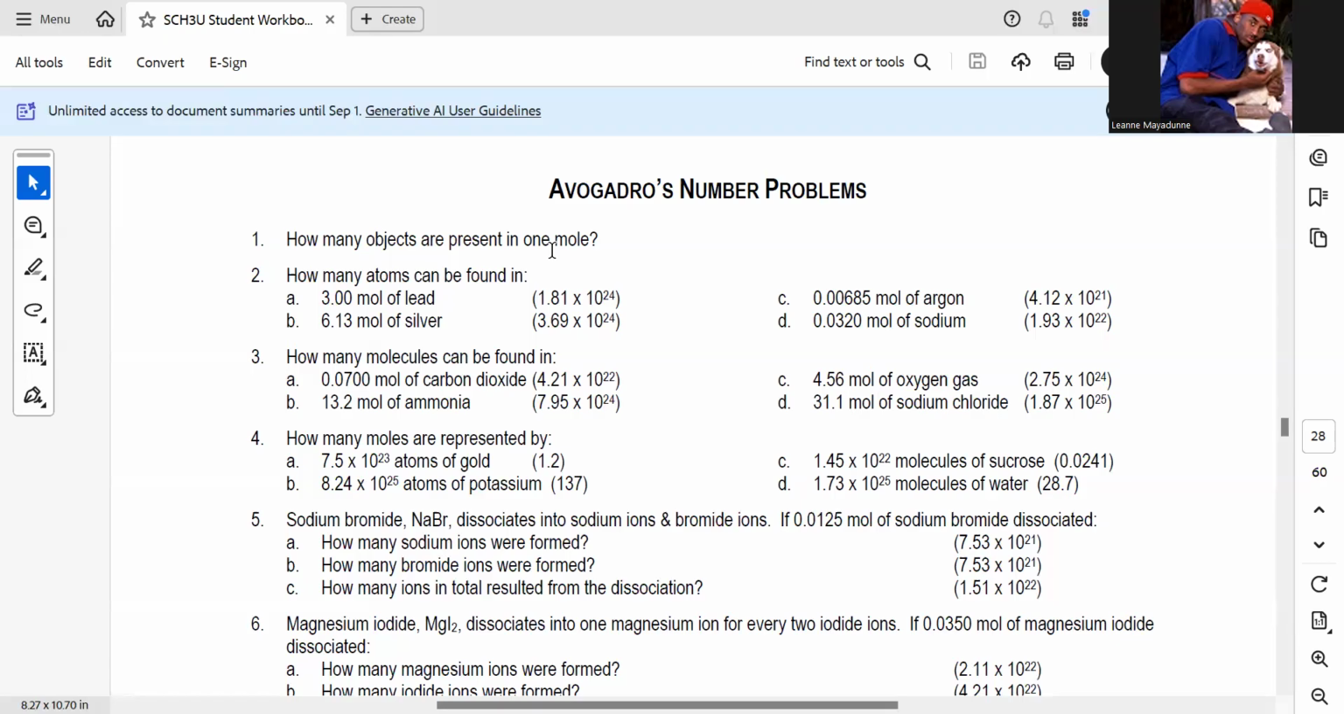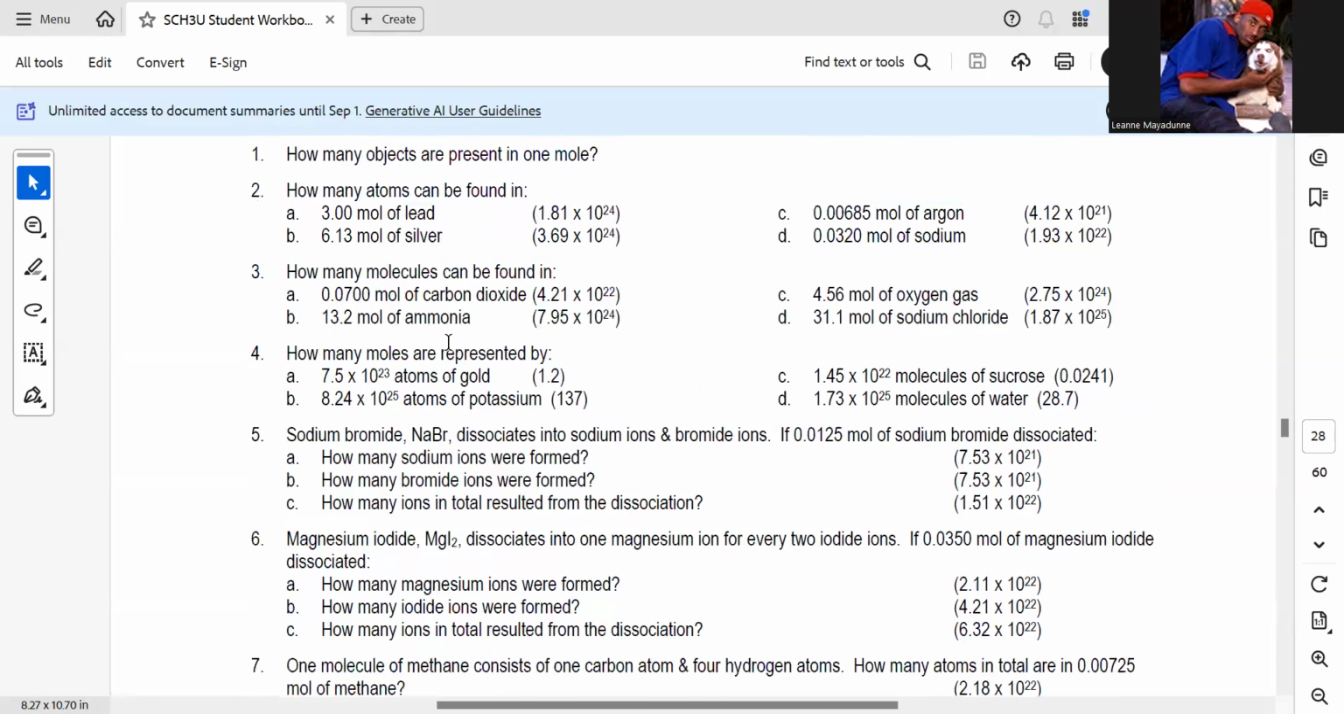If you have been given the mass of the element, then you will get moles of element, and from that moles of element, you will get atoms of element. Okay, now try to solve this question. Question number 2, A, B, C, D.